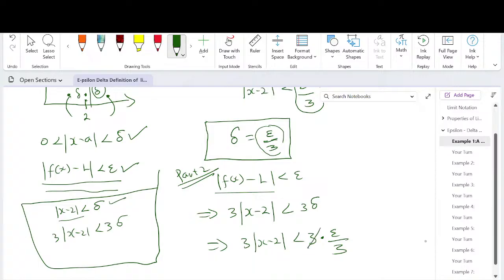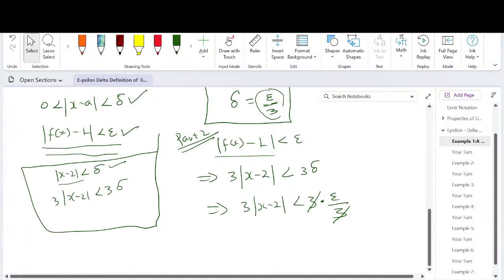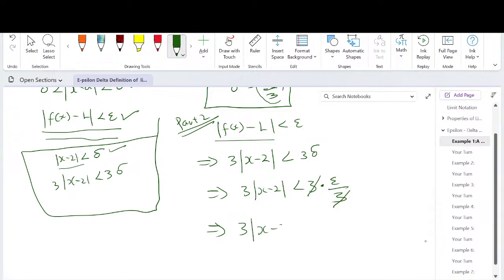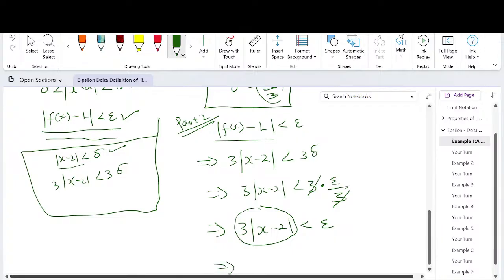So you can see that this will cancel out, and we will be left with |x - 2| less than epsilon. And again, what does this represent? This is your absolute value of f(x) minus L. So we simplify this to this, and I'm bringing it back now. It's less than epsilon. Okay, so we are done. It has been proven.